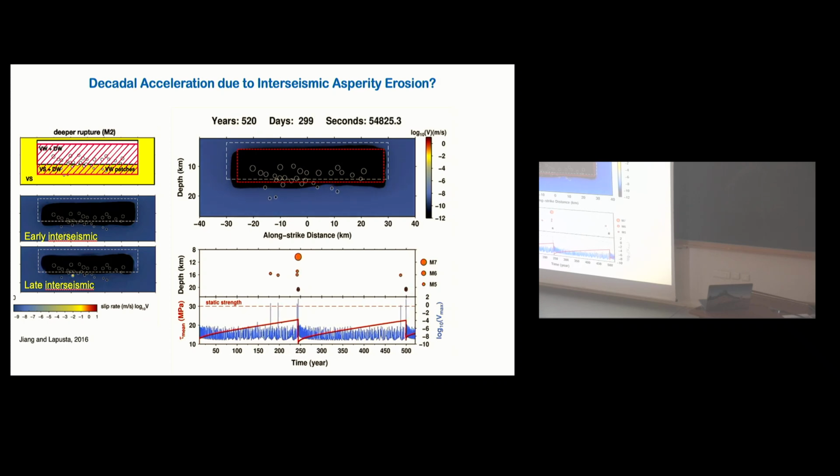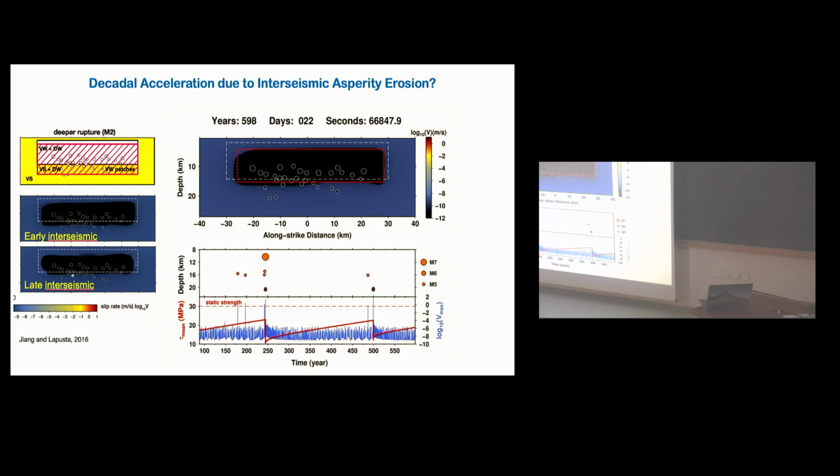And this is a model with dynamic weakening, a velocity weakening asperity, and velocity strengthening material in the surrounding. So this model is sort of a state-of-the-art rate-and-state model with many, many earthquake cycles that produces the kind of thing that I think we're seeing.